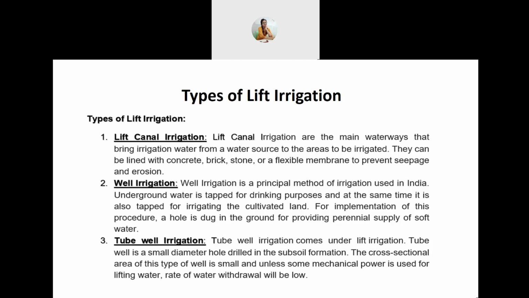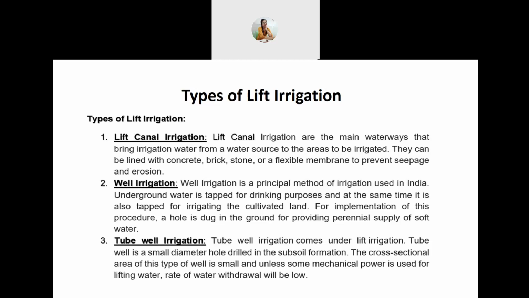Number 2, well irrigation. Well irrigation is a principal method of irrigation used in India. Underground water is tapped for drinking purposes, and at the same time, it is also tapped for irrigating the cultivated land. For implementation of this procedure, a hole is dug in the ground for providing perennial supply of soft water.